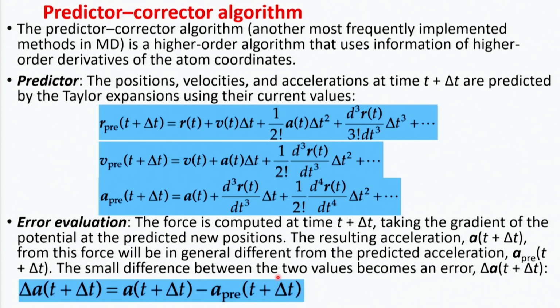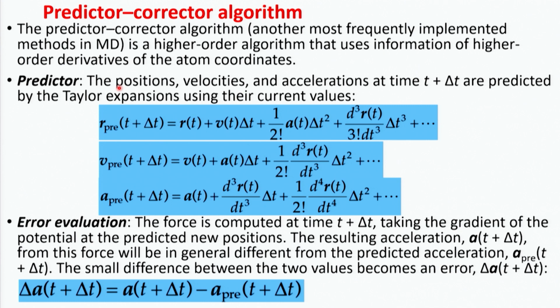Another method which is also used, called the predictor-corrector algorithm, is a higher order algorithm that uses the information of the higher order derivatives of the atom coordinates. So instead of taking only the dr/dt, here we also use, let's say, d2r/dt2. Essentially we use the higher derivatives and all. Okay, so first we do the prediction step.